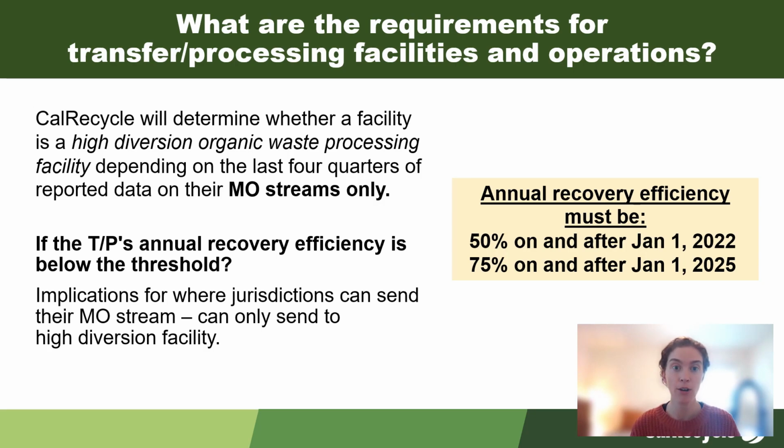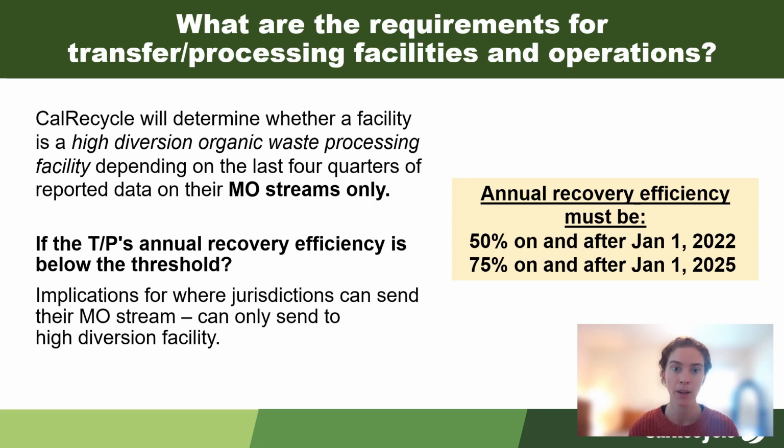For a transfer processor to be considered a high diversion facility, the annual recovery efficiency must be 50% on and after January 1st, 2022, and 75% on and after January 1st, 2025. This recovery efficiency is a rolling average based on the last 4 quarters of measurement data that's submitted to CalRecycle. That number is telling us the percentage of organic material recovered over all the available organic material that came into that facility.